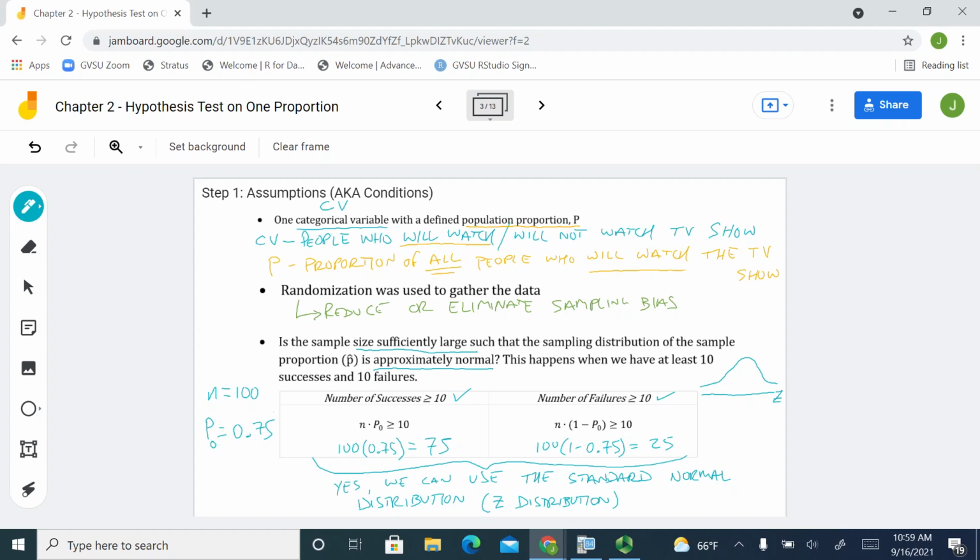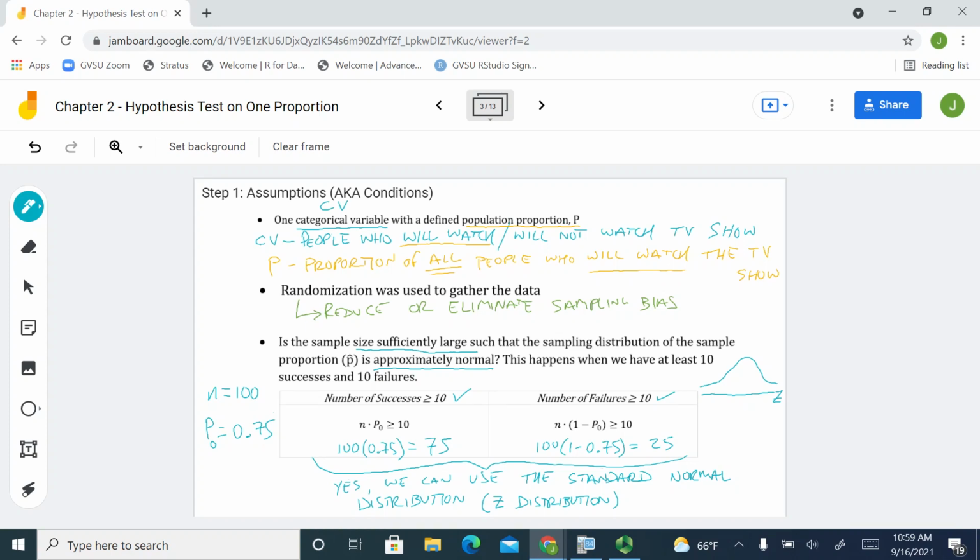So in this case, we have a categorical variable, which is people who will continue to watch a TV show or who will not continue to watch a TV show. We're interested in the ones that will watch. We have a defined population proportion, which is the proportion of all people who will watch a TV show. By answering that question right there, we've narrowed it down to potentially the binomial test for the proportion or the hypothesis test on the proportion using the z-distribution.